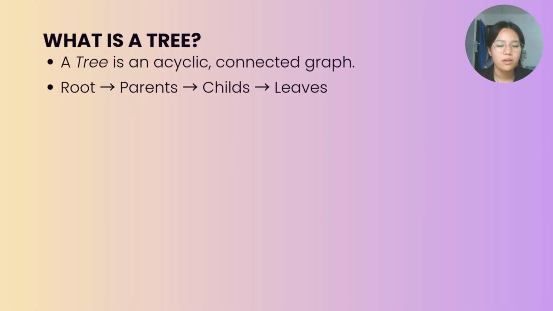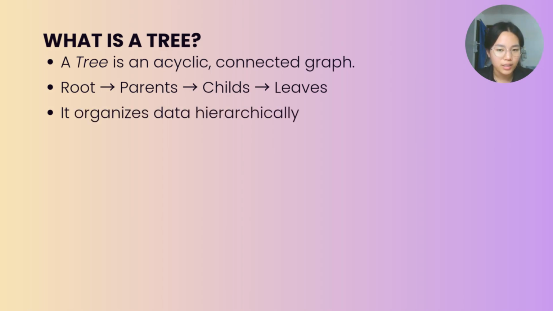Trees are one of the most important data structures in discrete mathematics and computer science. Mathematically, a tree is an acyclic connected graph, meaning there is only one unique path between any two nodes. It features a unique origin point called the root, which branches down into parents and child nodes, eventually ending at terminal points called leaves. Unlike linear structures, trees organize data hierarchically. This structure allows information to be organized efficiently and clearly.